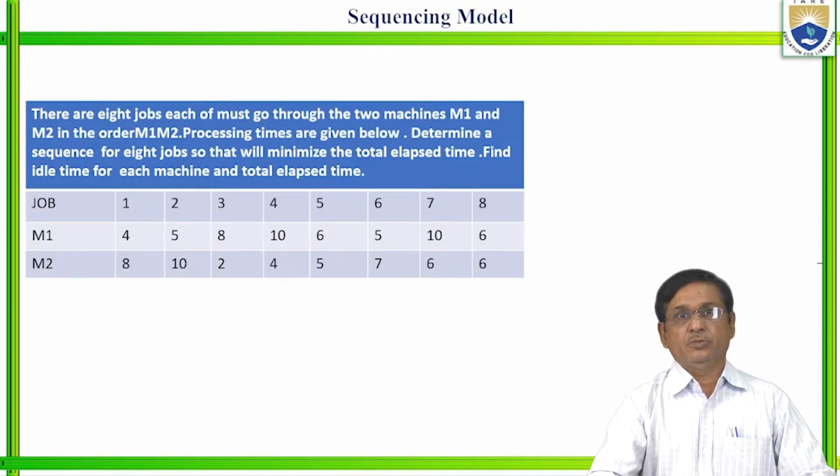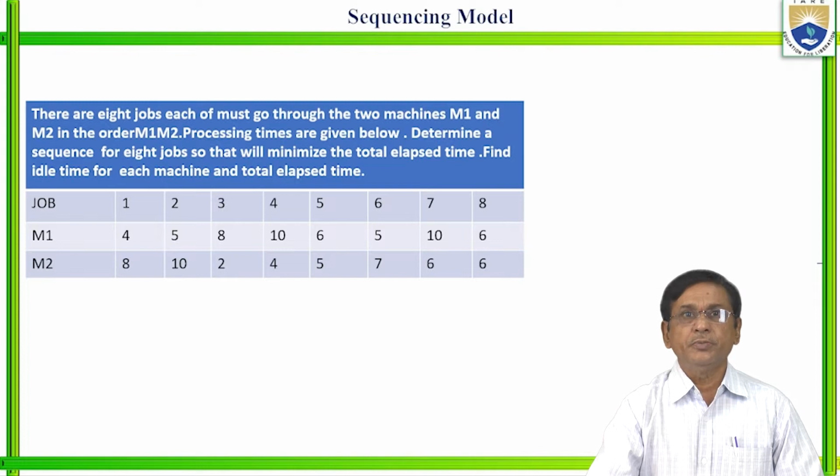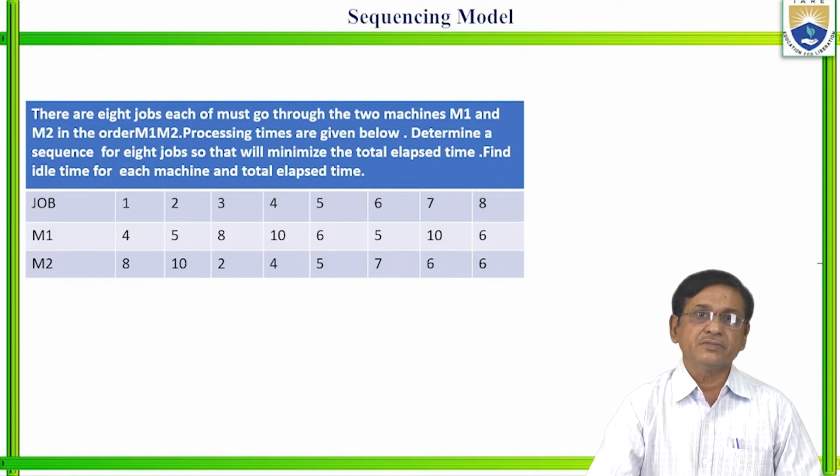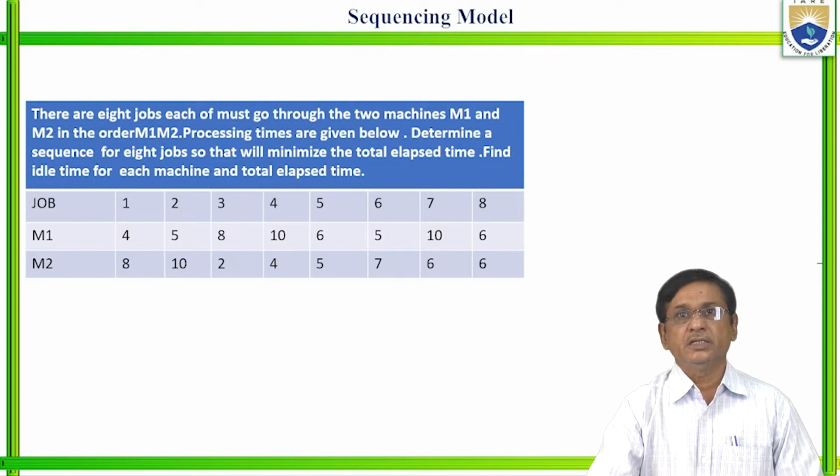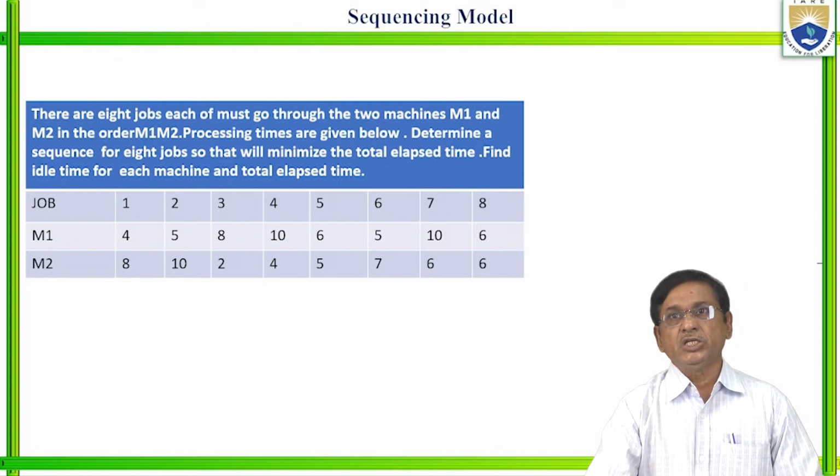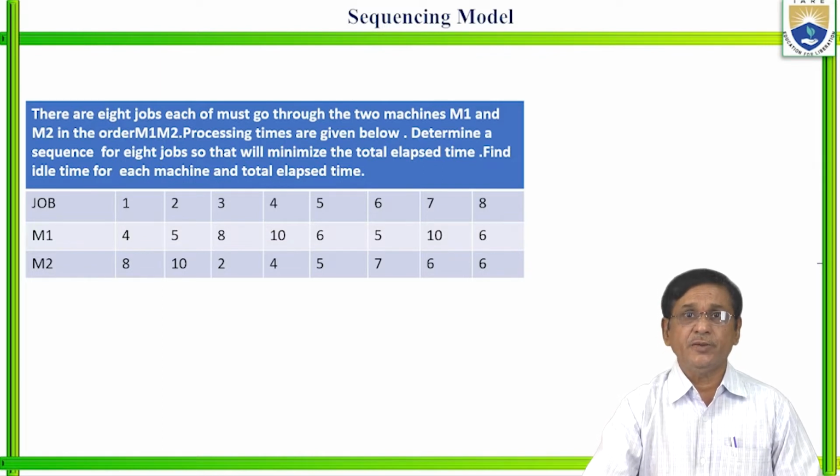Now consider this problem. There are 8 jobs. Each job must go through the two machines M1 and M2 in the order M1, M2. Processing times are given below. Determine a sequence for the 8 jobs so that we minimize the total elapsed time. Elapsed time is the total time required to complete all the jobs. Find the idle time for each machine and the total elapsed time.